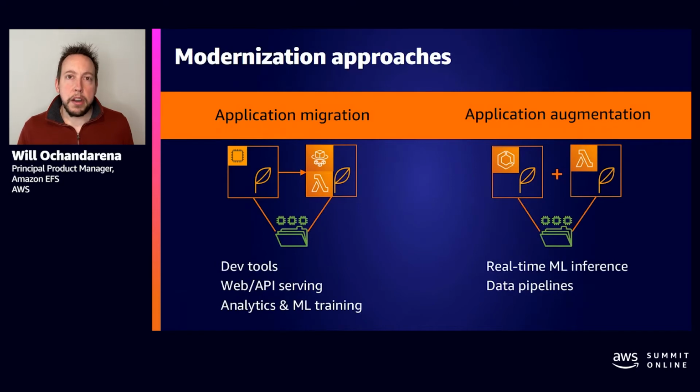Now, when it comes to modernizing applications, there are two key approaches that customers go with. One is application migration, which means you take an application that's already running, let's say, on a physical server, an EC2 instance, and you move it into a modern compute framework, such as a container or serverless function. There's also application augmentation, which means you take the existing application you have and add some new capability to it by writing that new capability in something like AWS Lambda. And we're going to talk through some examples of each of those.